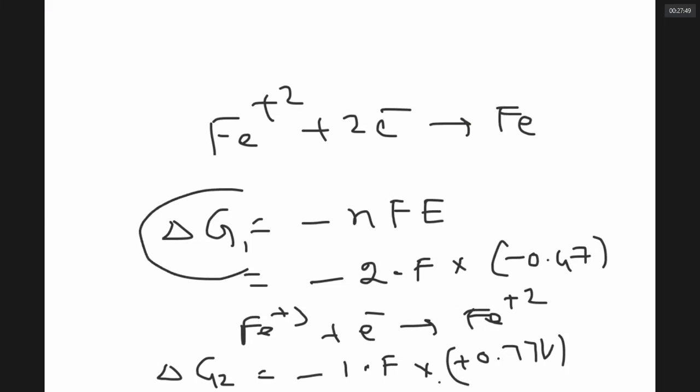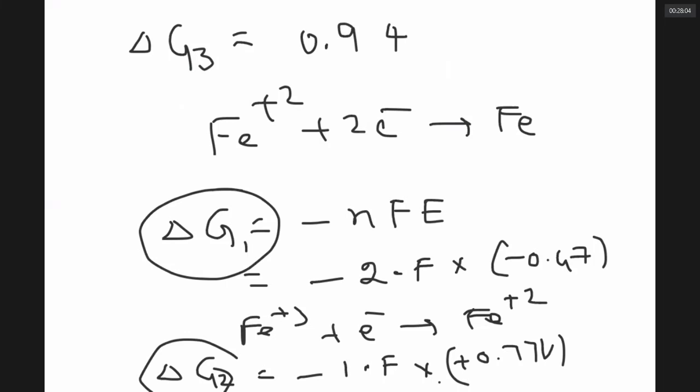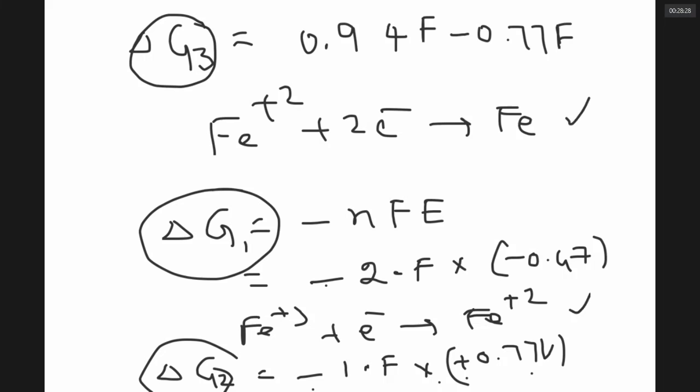So if I add delta G1 with delta G2, I will get delta G3. Can I add them? It is 0.94 F. Minus of minus will become plus. Here minus into plus is minus 0.77 volts. This is equal to delta G3. Sir, what is delta G3, sir? I have to add these two. If I add these two, I will get G3. Can I write G3, sir?